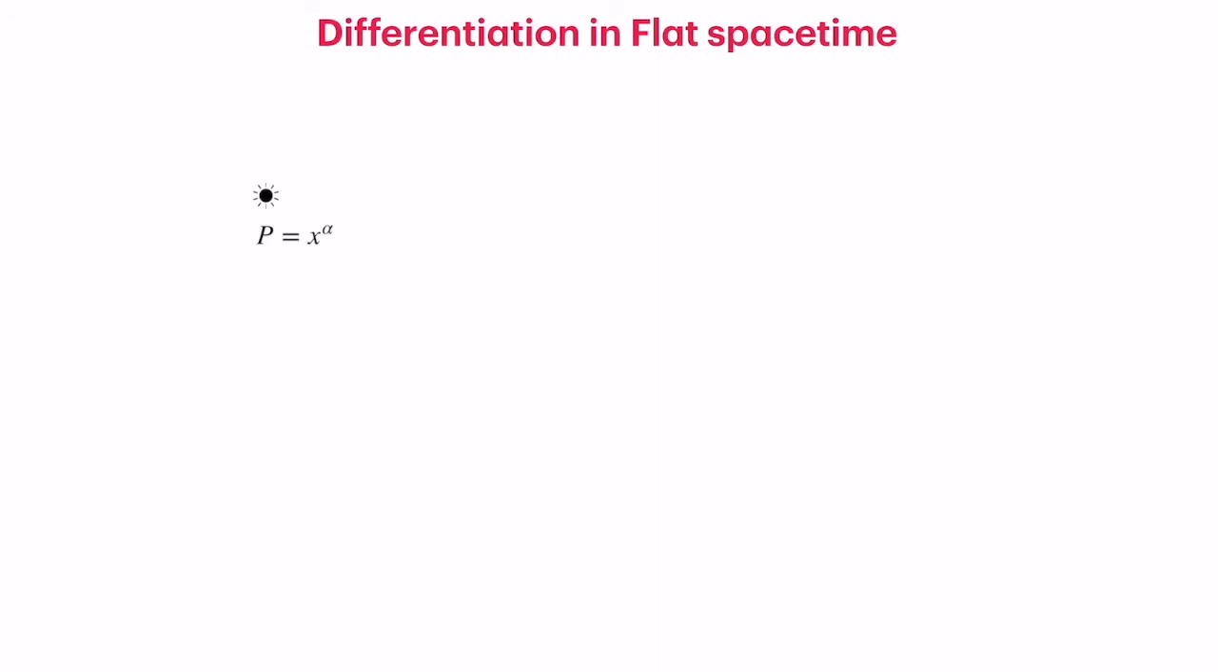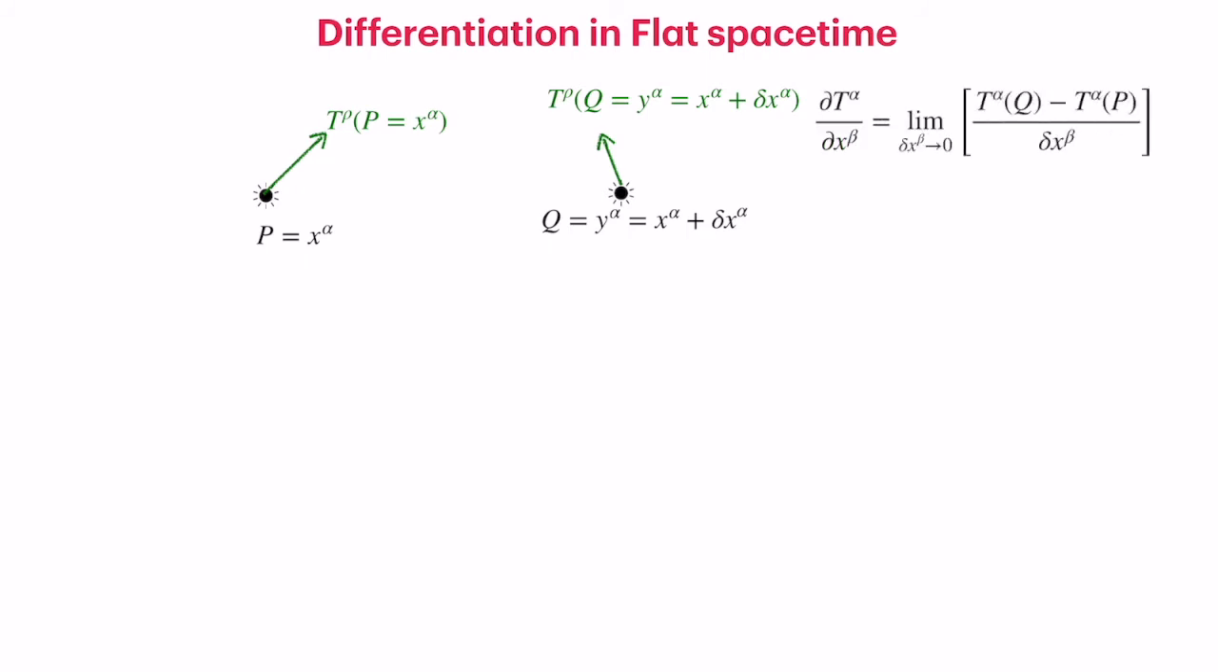Let us look at how we do a differentiation of a vector in flat space-time. Let's take a point P equal to x^α, which has a vector field defined as T^α(x^α), and then you have another point Q, which also has that same vector field defined at Q, that is T^α(y^α), or x^α plus δ^α. When you differentiate, what do you do? Our standard method is we subtract T^α(Q) minus T^α(P) and divide by the separation between them, δ^β, and then take the limit δ^β going to 0. That gives us the differentiation.